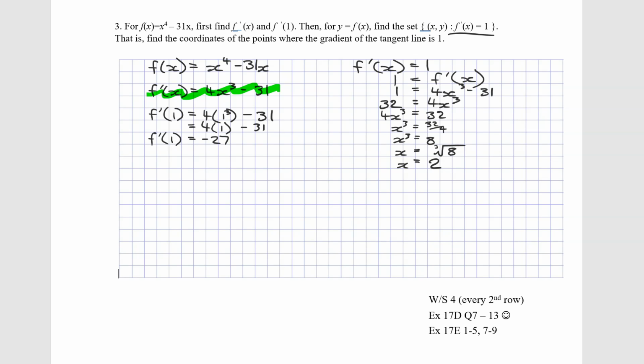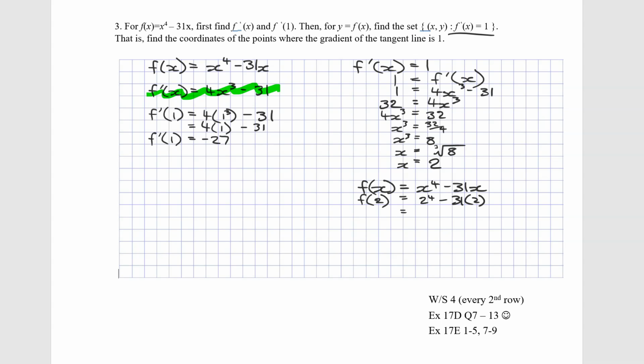So therefore, when the function f(x) yields a slope of 1, it is at the x location of 2. Now the question is, what about the y location? Well, to do that, we simply substitute x into the function f(x). So x^4 - 31x, substituting in x as 2.